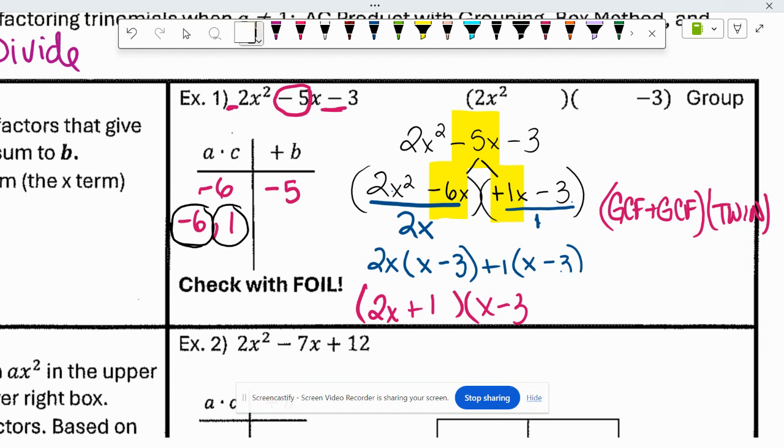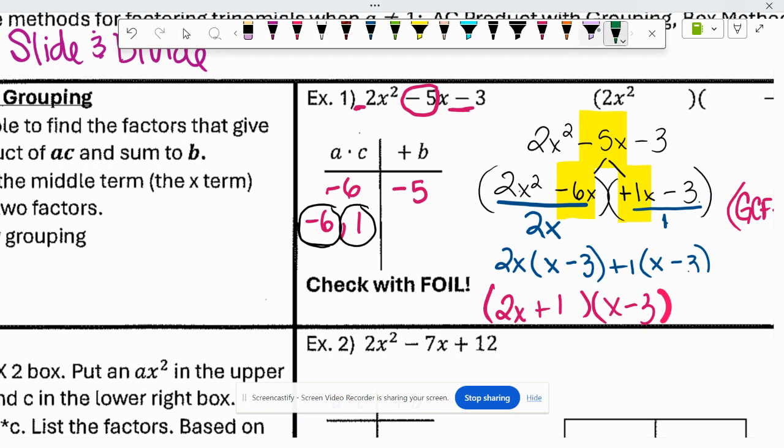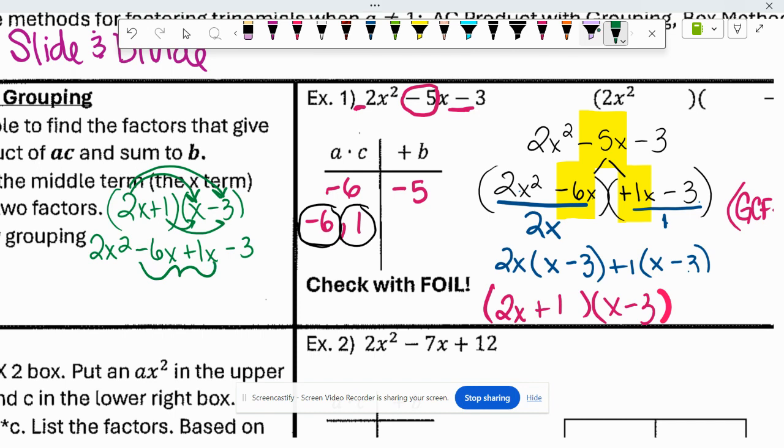All right, I'm going to check it with FOIL off to the side over here. So 2x plus 1 times x minus 3. 2x times x is 2x squared. 2x times negative 3 is negative 6x. 1 times x is a positive 1x. And 1 times negative 3 is negative 3. When I combine my two terms in the middle, I end up with 2x squared minus 5x minus 3, which is exactly the polynomial that you started with. So that means you did that properly. Okay? Questions?